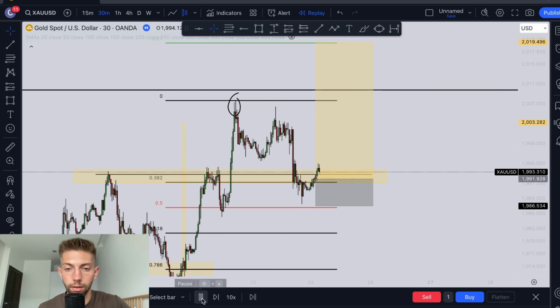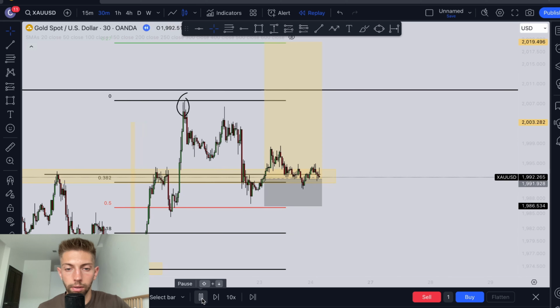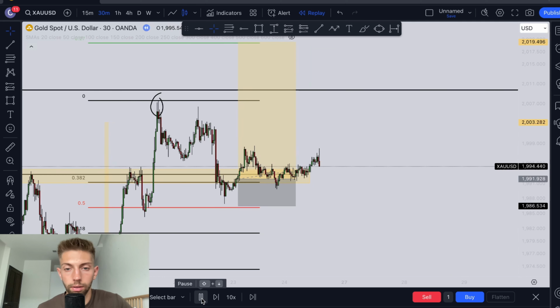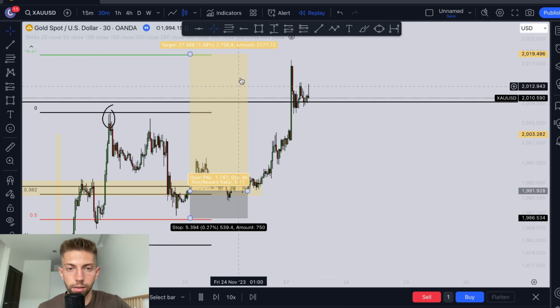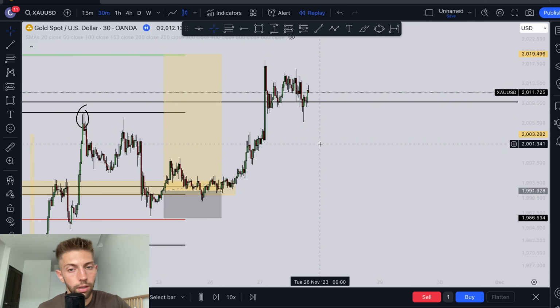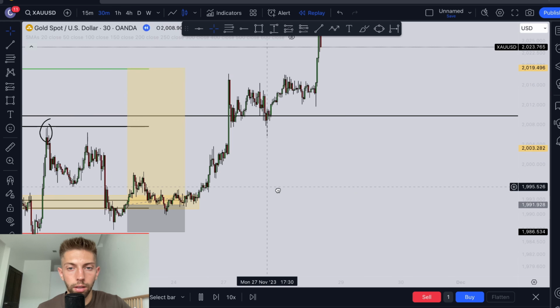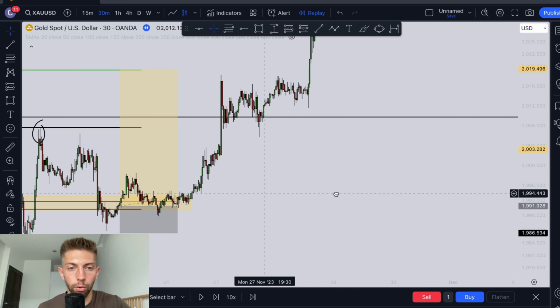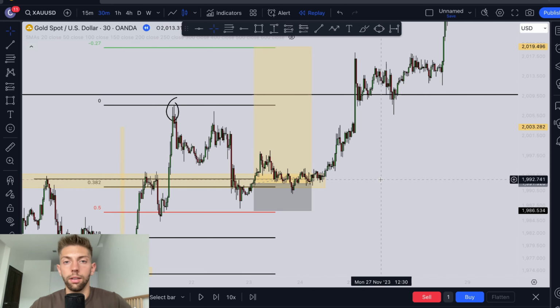Price is just playing around my entry, which is good. It's a waiting game from this point, you know. And price just, not yet. Yeah, price just hit our target. So guys, it's basically all the time the same, all the time rinse and repeat.